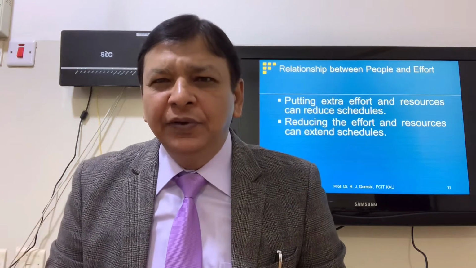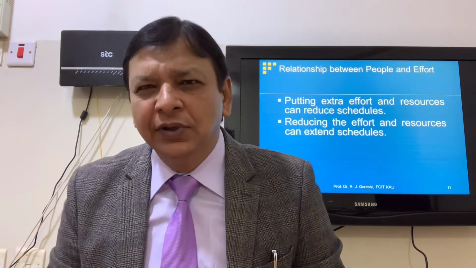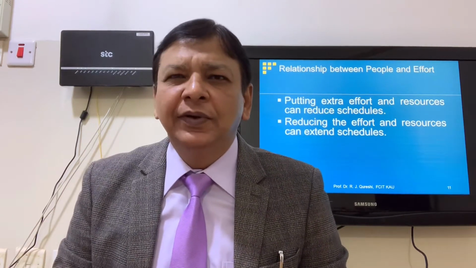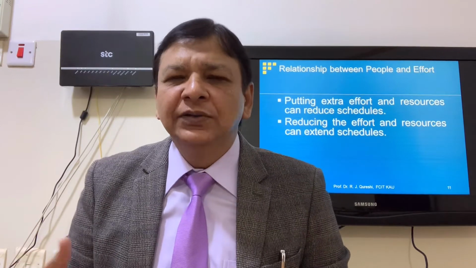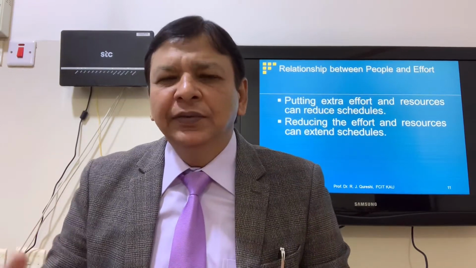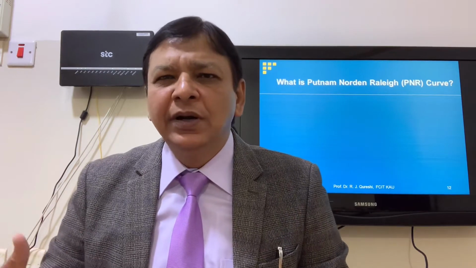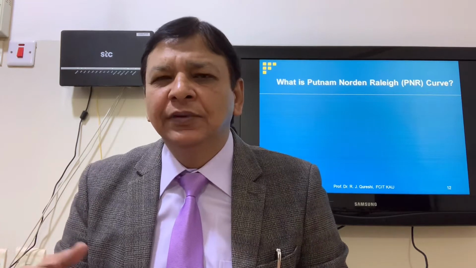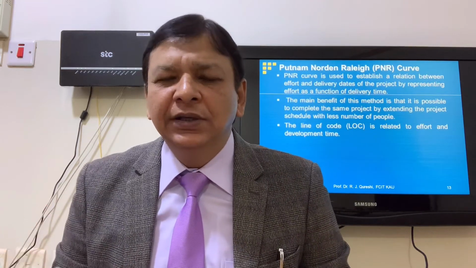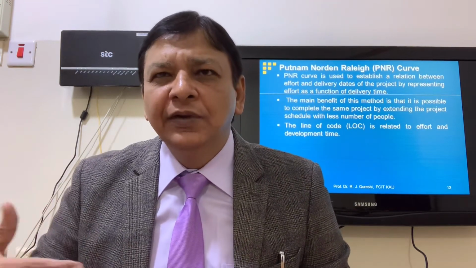Putting extra effort and resources can reduce schedule. That is also a fact of life. Reducing the effort and resources can extend the schedule. Because of that, there is a relation. It's called the Putnam-Norden-Rayleigh curve. Putnam was a scientist. He introduced a curve. It is used to establish a relation between effort and delivery time.